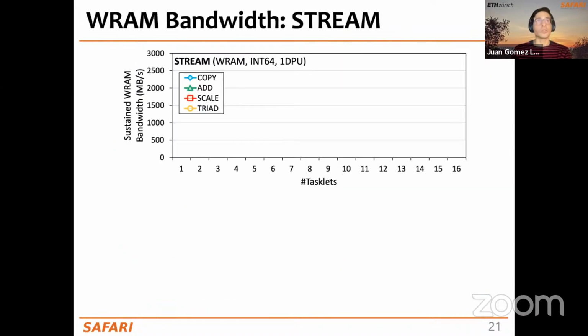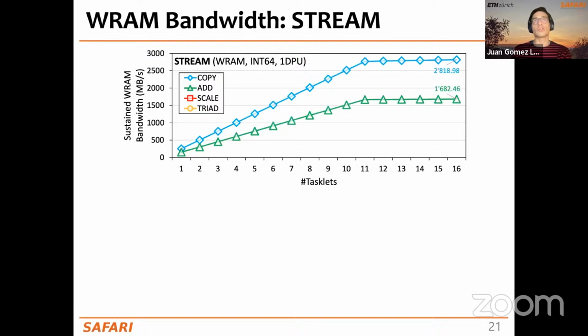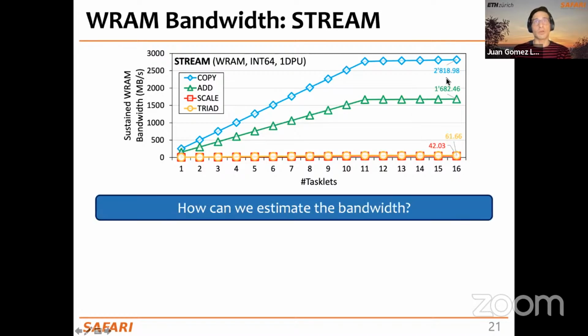So here are the results. In the plot, you'll see how we present the sustained WRAM bandwidth in megabytes per second over the number of tasklets. Remember, we are changing the number of tasklets between 1 and 16. These are the results for copy, these are the results for add, and these are for scale and triad. And these are the bandwidth values that we are measuring in our experiments.